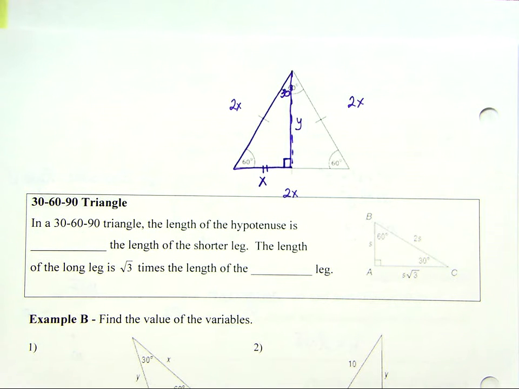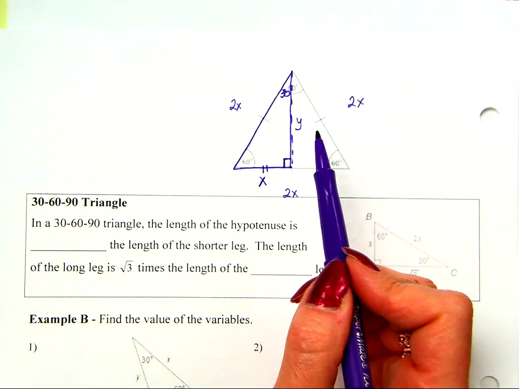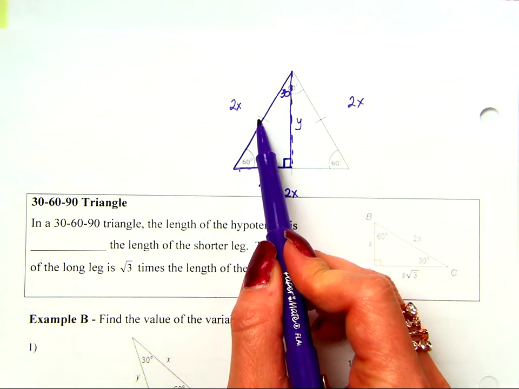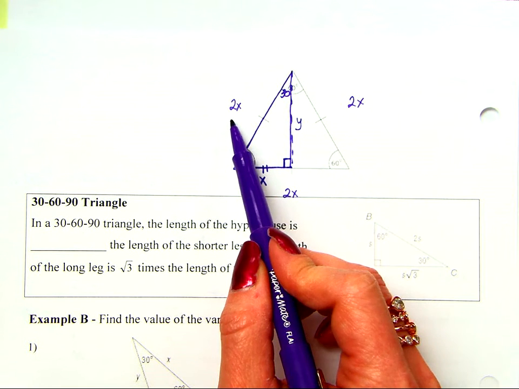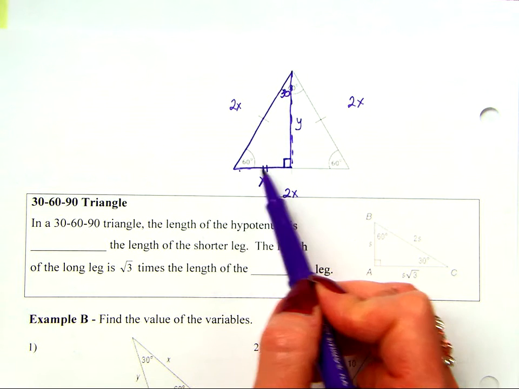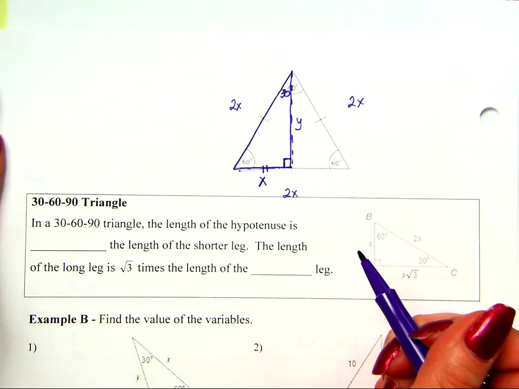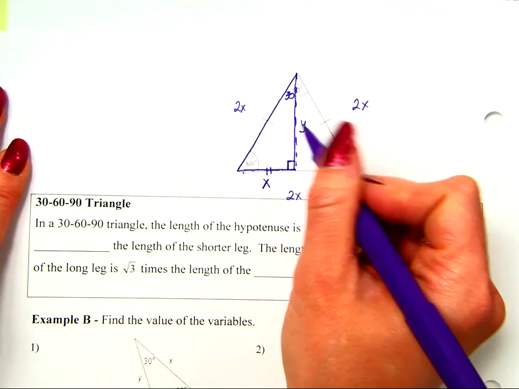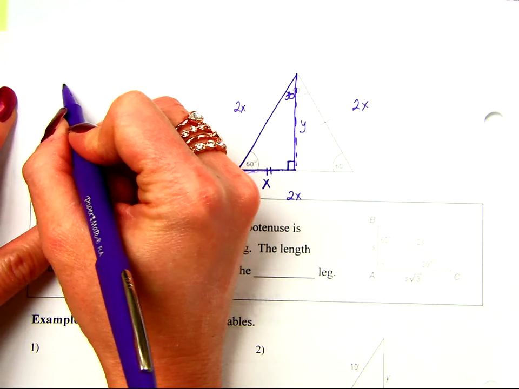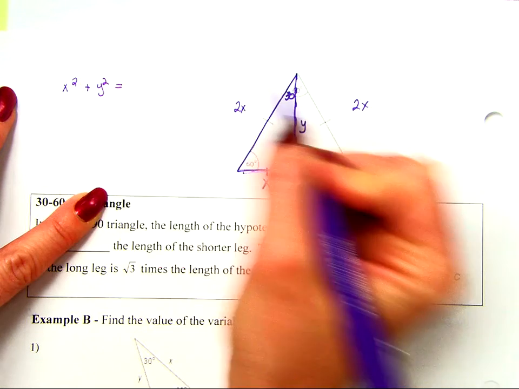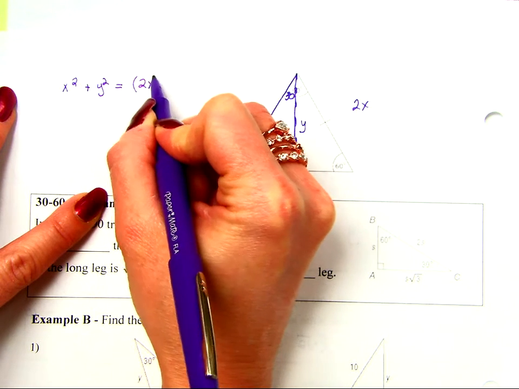If we take a look at the relationship between x and y, first of all, I notice that this small part here, and what would be my hypotenuse, if this is x, this is 2x. That is double the length of this. That's always going to happen in a 30, 60, 90 triangle. And I also could think about, well, Pythagorean theorem applies here. If I took x squared plus y squared, that should equal my hypotenuse squared.